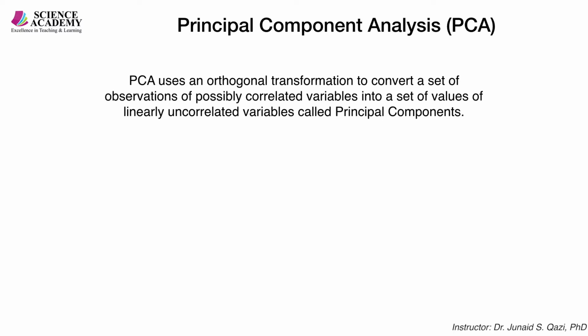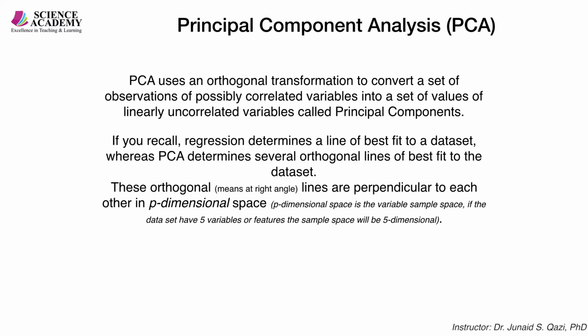PCA uses an orthogonal transformation to convert a set of observations of possibly correlated variables into a set of values of linearly uncorrelated variables called principal components. If you recall the regression lecture, regression determines a line of best fit to a dataset, whereas principal component analysis determines several orthogonal lines of best fit to the dataset. So these orthogonal lines are perpendicular to each other in p-dimensional space.